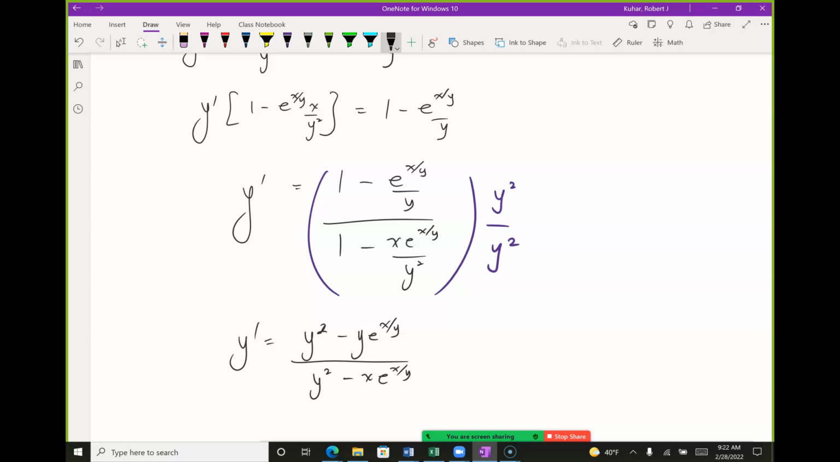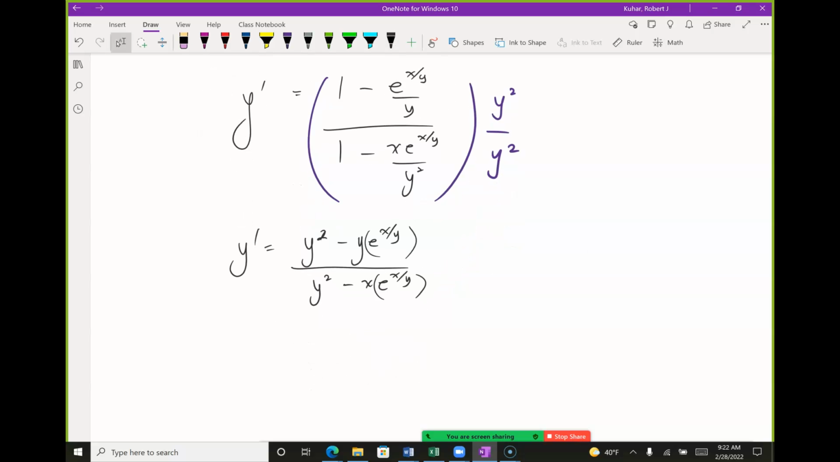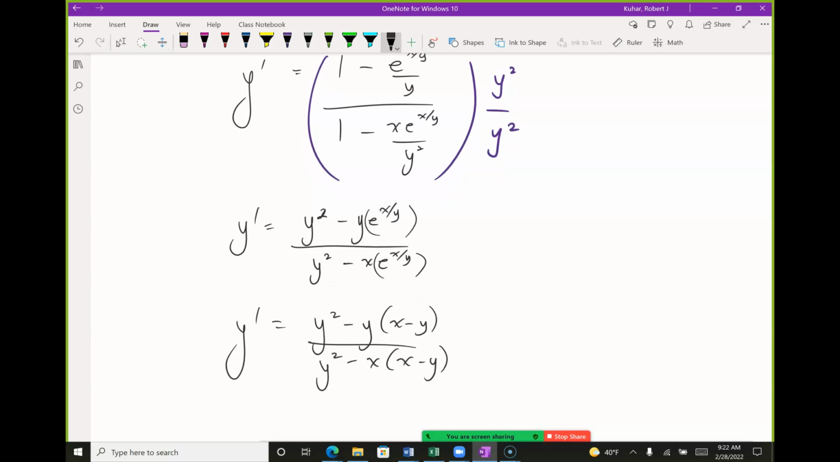And that is that I know what e to the x over y is. It's x minus y, right? So I'm going to take this e to the x over y and substitute it with an x minus y and see if anything interesting happens. So y squared minus y times x minus y over y squared minus x times x minus y. Something could happen here that is interesting. I'm not sure yet.